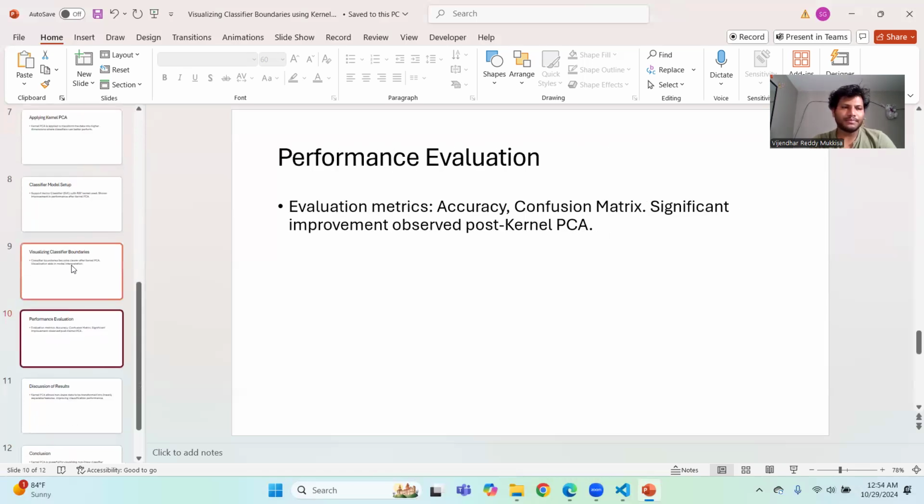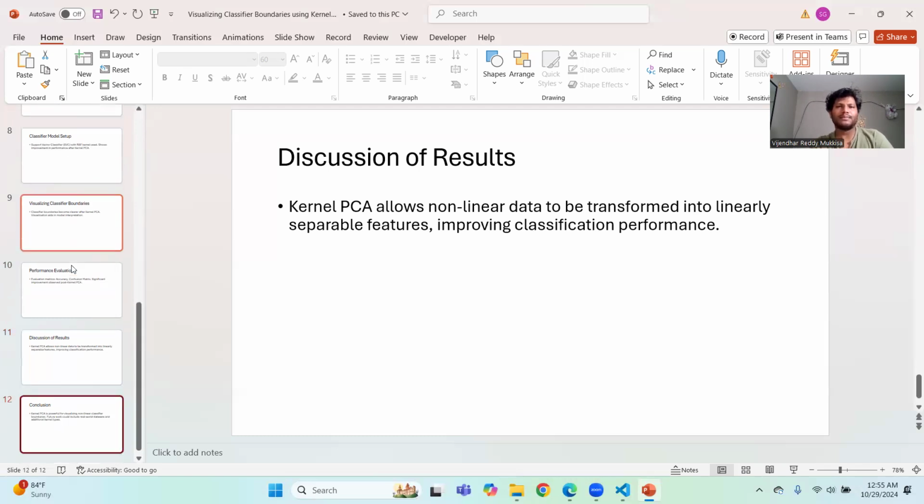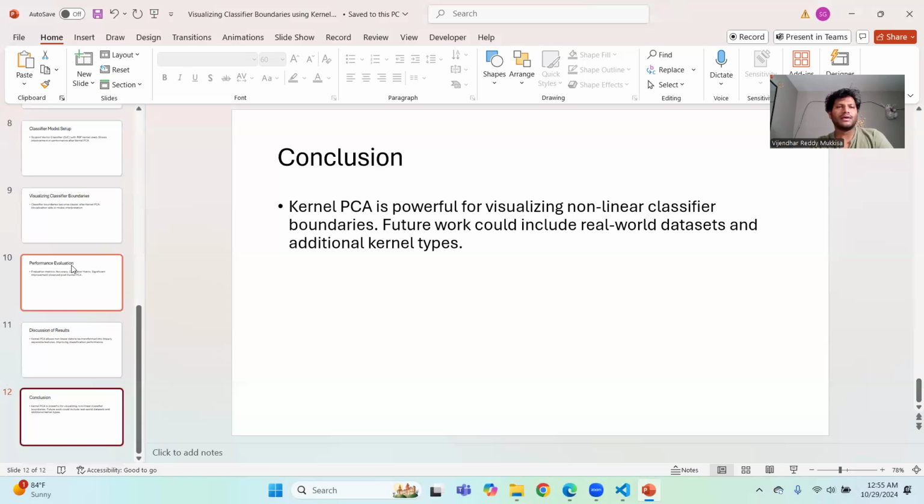Coming to the results, kernel PCA allows nonlinear data to be transformed into linearly separable features. This is a key point, transforming from nonlinear to linear, which helps in improving classification performance. In the conclusion, kernel PCA is more powerful for nonlinear boundaries. In future work, we could include real-world datasets and additional kernel types.